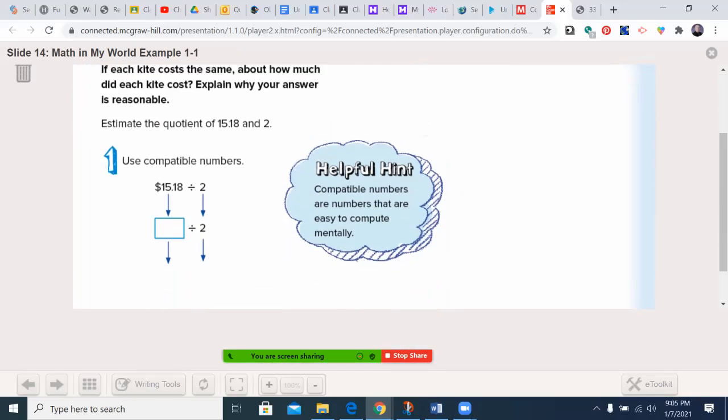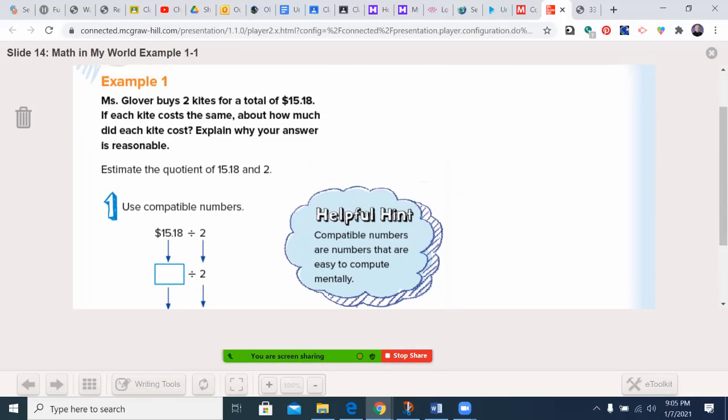Example basic. The expectation is that you will fill this in on your paper as we go. That way you have a resource when it comes time for the assignment or test prep that you can use to look back on. Sometimes we need a little reminder, and that's what this tool will be. I also advise that you always look at the helpful hints, and it says compatible numbers are numbers that are easy to compute mentally. And the difference between compatible numbers and rounding is sometimes it might not follow the exact same rule of rounding, but it's close and it's easier.